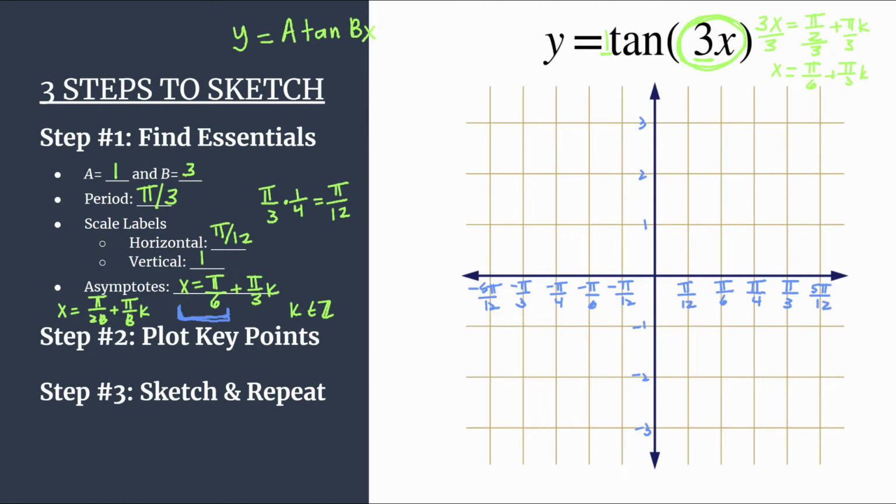All right, so we've done a lot of prep work in step 1, but we really feel like we've dug into this equation. We know what's going on. We know what to expect. So steps 2 and 3 should really fall into place.